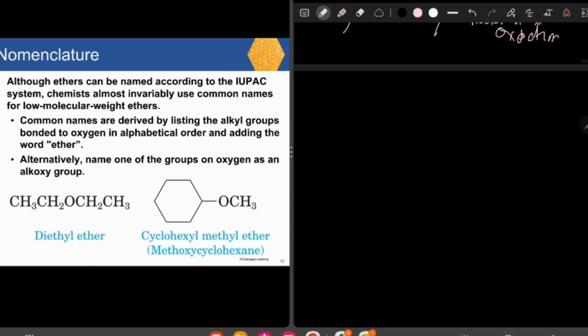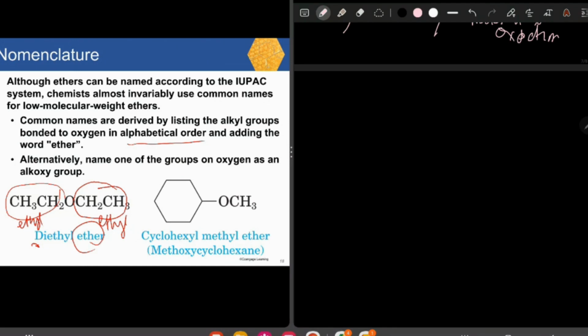Okay, so to name your ether, the common names are derived by listing the alkyl group bonded to oxygen in alphabetical order, adding the word ether. Alternatively, name one of the groups on oxygen as an alkoxyl or alkoxy group. So guys, for this one, i-list down nyo lang yung grupo na nakadikit kay oxygen. For this one, this is ethyl. For this one, this is ethyl. So no need to write it in alphabetical order. Instead, you just write di-ethyl and then add the name ether. Again, this is a common naming. And usually, common naming ang ginagamit natin for ether.